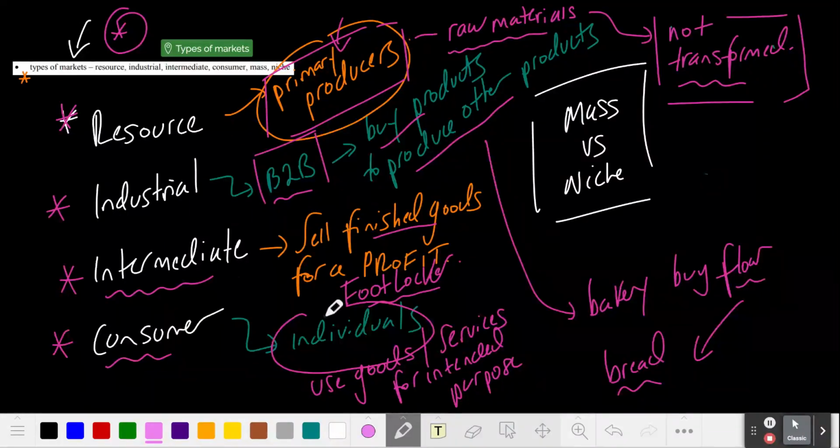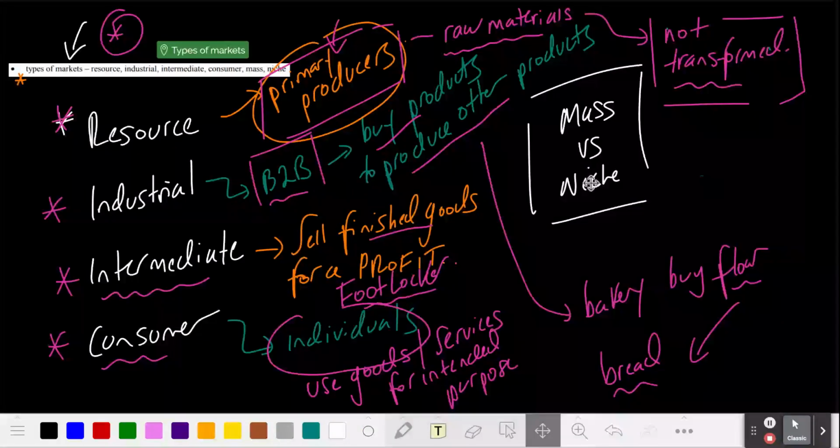So that's how those kind of things break down: the resource, primary producers; industrial, business to business; intermediate, the retailers selling to consumers; and then consumers buying the product and then using it as it was intended.